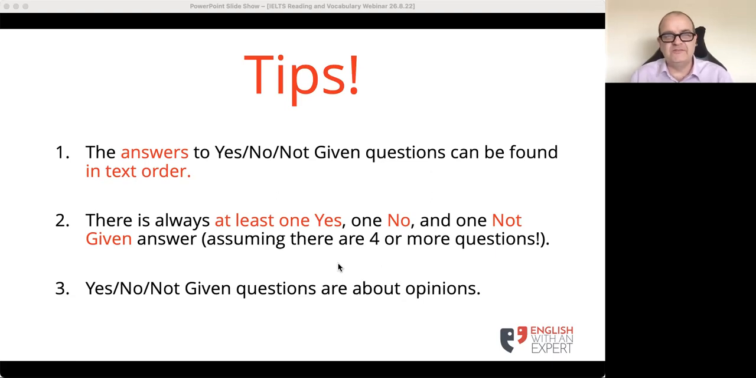Now, sometimes if you're taking the IELTS general test, readings 1 and 2 are a bit different to the other readings in the academic test. Reading 3 is the same. So sometimes in the IELTS general test, you might have only 3 questions for yes, no, not given, in which case this is not true. But if there's 4 or more questions, at least one will be yes, at least one will be no, and at least one will be not given.